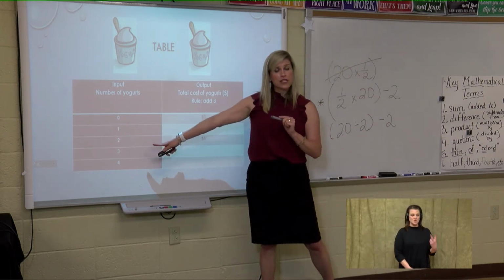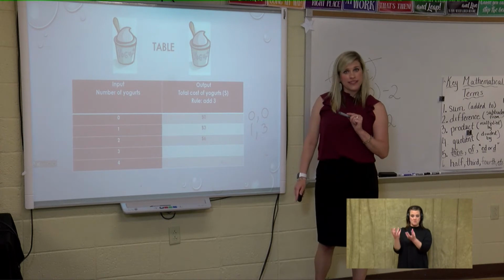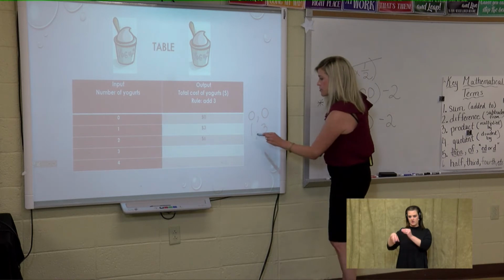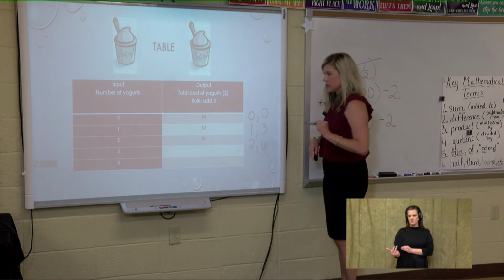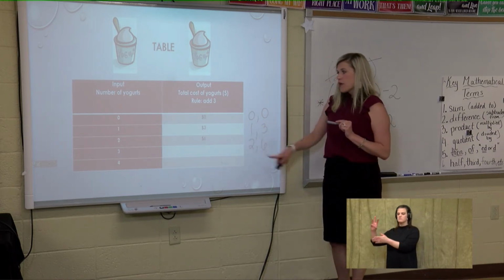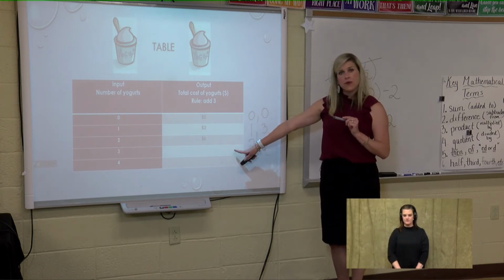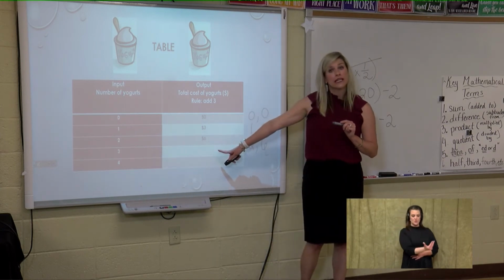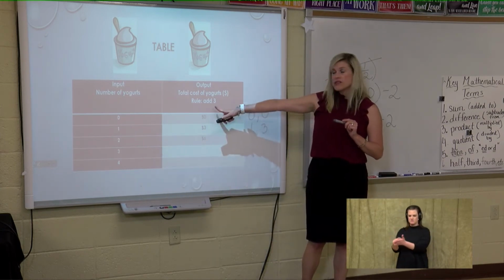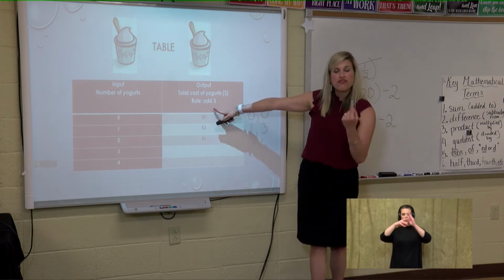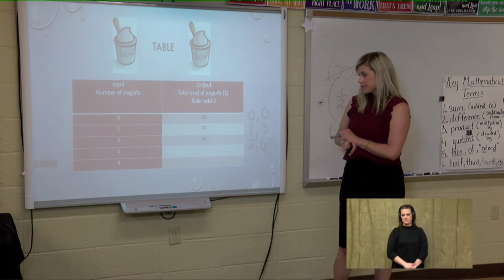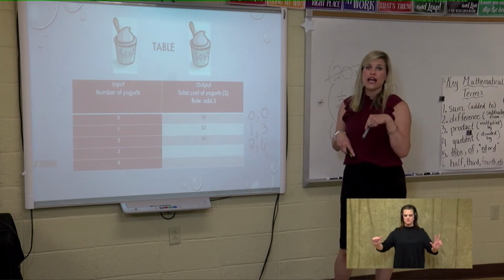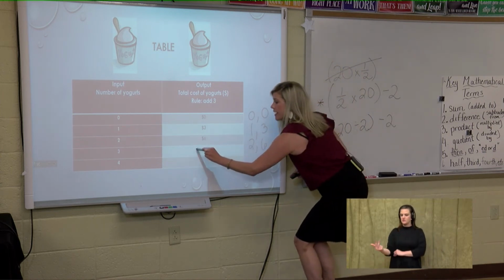2 yogurt cups. How much would 2 yogurt cups be? $6, yeah, because we're going to add 3 each time. So 2 yogurt cups makes $6. I want you to look at the rest of this table, and I want you to think about how much it would cost for 3 yogurt cups. Notice our rule is to add 3. That's right, it would be $9 because we're adding another cup of yogurt that costs $3. So it would be $9.